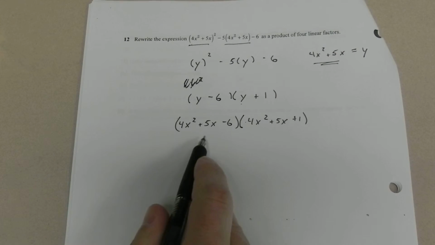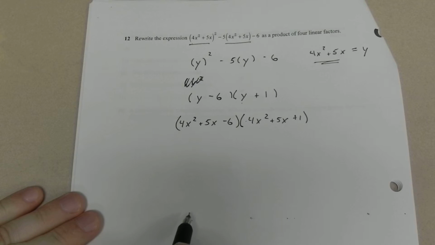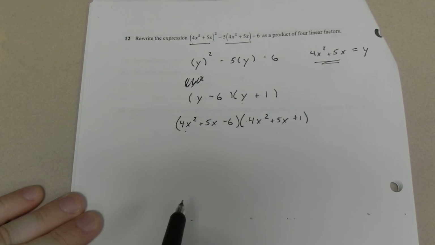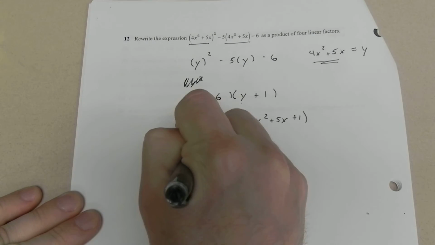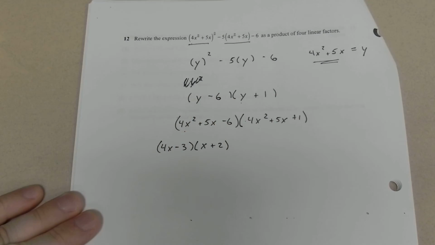Now I'll need to factor these trinomials. They're not going to factor that easily. The lead coefficients of 4 don't make it helpful. But after doing some trial and error, some guess and check on some scrap paper, I determined that this 4x squared plus 5x minus 6 will factor into 4x minus 3 times x plus 2.